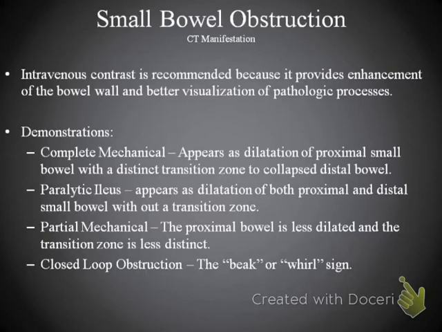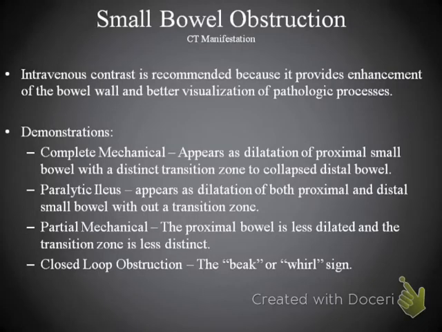Paralytic ileus appears as a dilatation of both proximal and distal small bowel, but without a transition zone. Partial mechanical, the proximal bowel is less dilated and the transition zone is less distinct. And so a partial mechanical is almost like a complete mechanical, with the exception that the bowel just doesn't get as dilated as it would with a complete. And then a closed loop obstruction, the beak or whorl sign. We'll actually go over that in just a second.